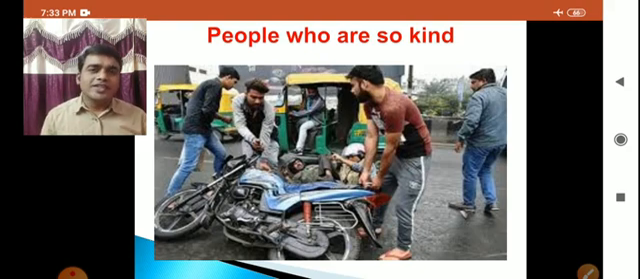Yes, children. There is a reason to show these pictures, in which these pictures are showing us a message that we have to be kind and sympathetic, and we have to be helpful to others who are in trouble. Got it? In the same way, children, we have a lesson based on sympathy or compassion, or kindness.